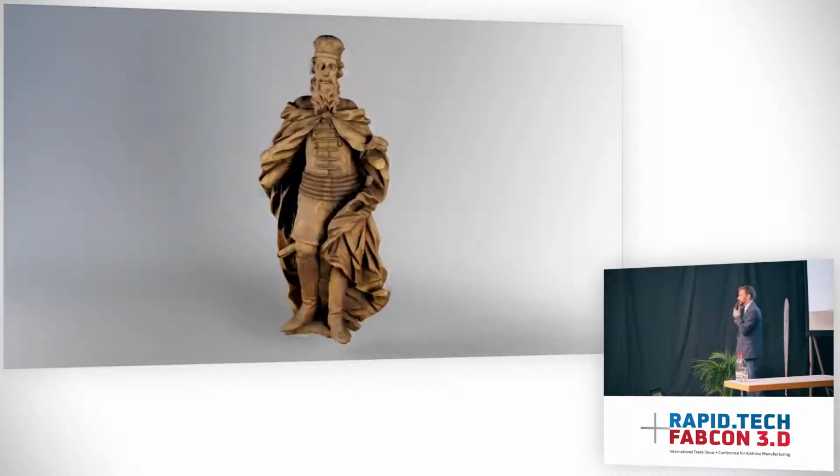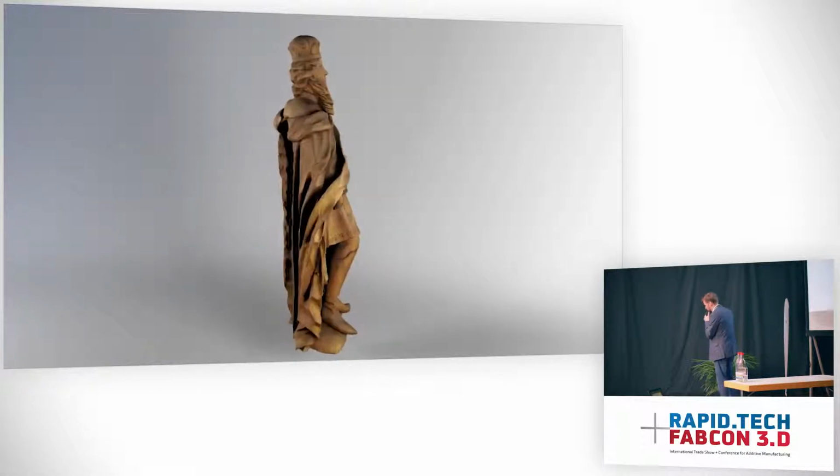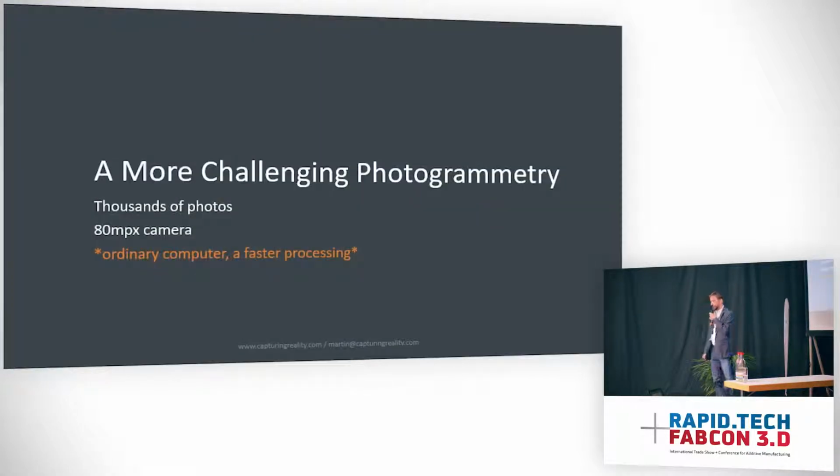So this is completely done from photos, and it's a smaller object. But how about making a little more challenging photogrammetry? Using thousands of photos and no small camera. Use a big camera, 80 megapixels, 30 megapixels, and so on. And you want to add some constraint. You don't want to spend a lifetime waiting for the result. You want to use your ordinary computer, so you want faster processing.